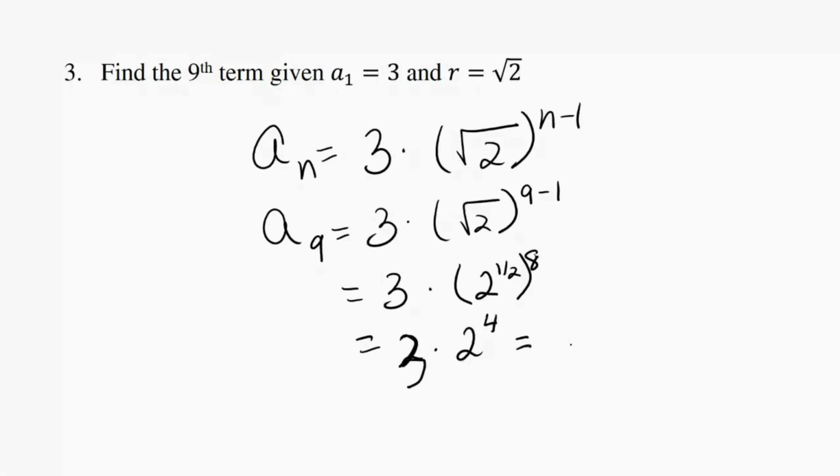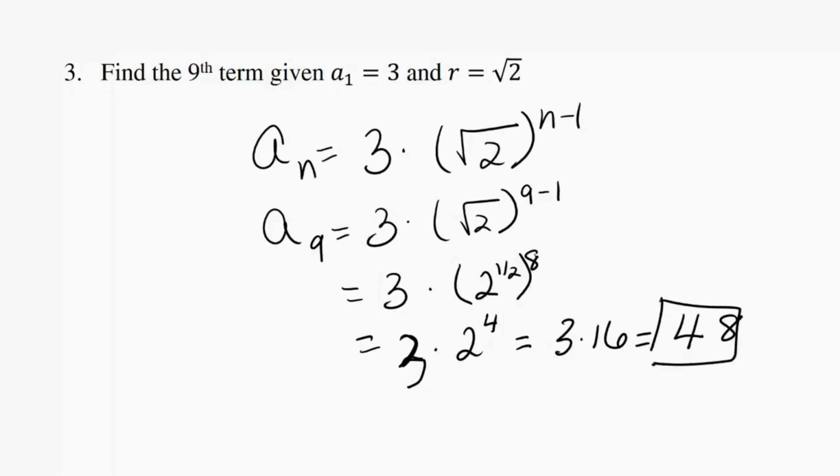It's going to be helpful to know powers of 2, at least up to like 6 or 7. Just write them down and practice them. To the 4th is always the easiest one I remember because it's the same thing as 4 squared. It's 16. So 3 times 16 ends up being 48.